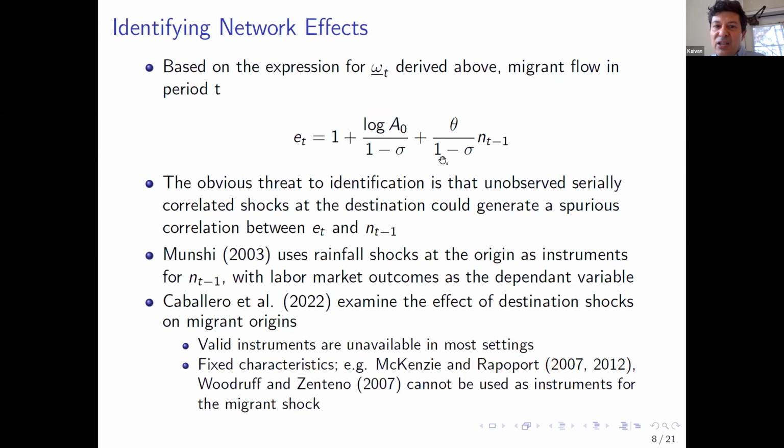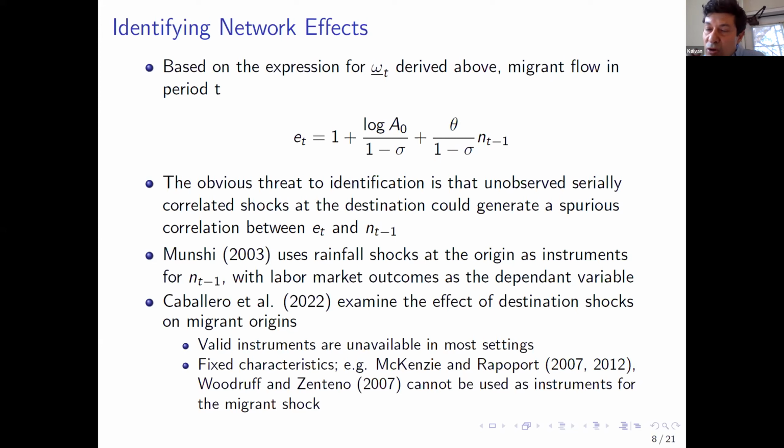Now, could we really estimate this equation? Well, evidently not, because the threat to identification here is that any unobserved serially correlated shock at the destination would generate a spurious correlation between E_t and N_{t-1}. And this is why you never want to run this regression. You don't want to ever look at the relationship between the number of entrants at a particular point in time and the stock of migrants. Okay, because there could be unobserved heterogeneity that is just driving this particular relationship.